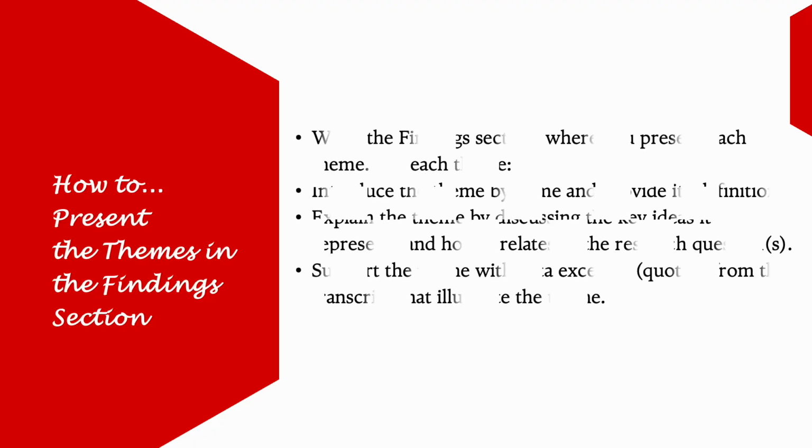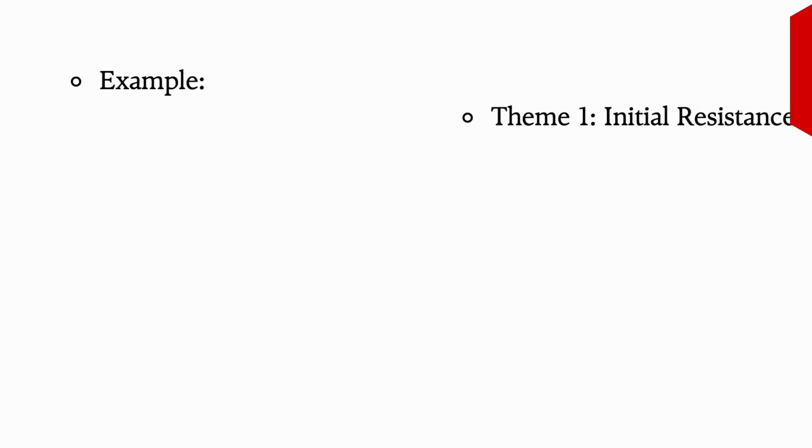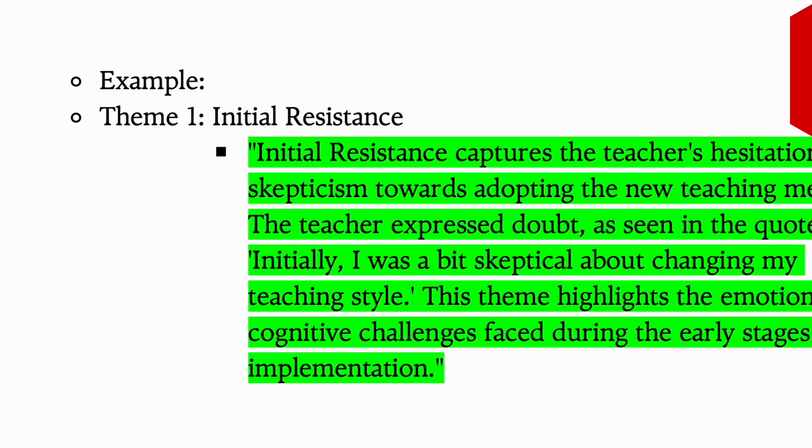How to present the themes in the findings section. Write the findings section where you present each theme. And for each theme, introduce the theme by name and provide its definition. Explain the theme by discussing the key ideas it represents and how it relates to the research questions. Support the themes with data excerpts or quotes from the transcript that illustrate the theme. This is an example of theme 1, initial resistance.